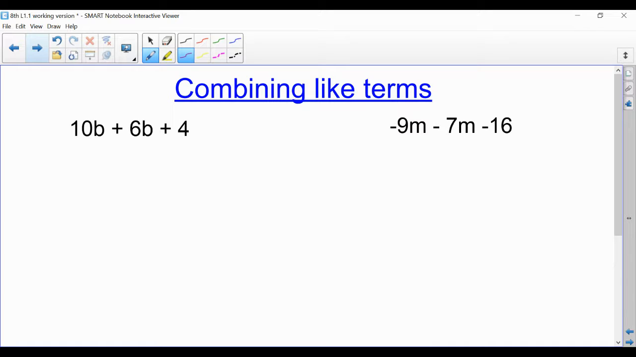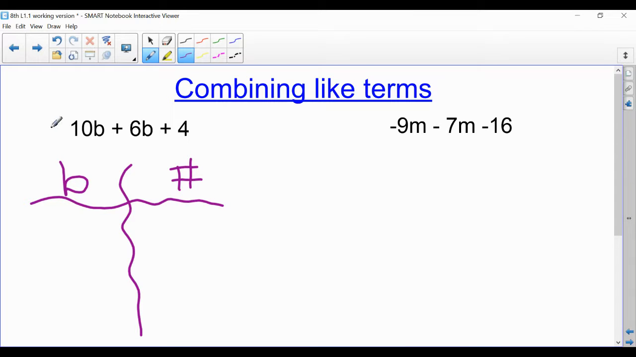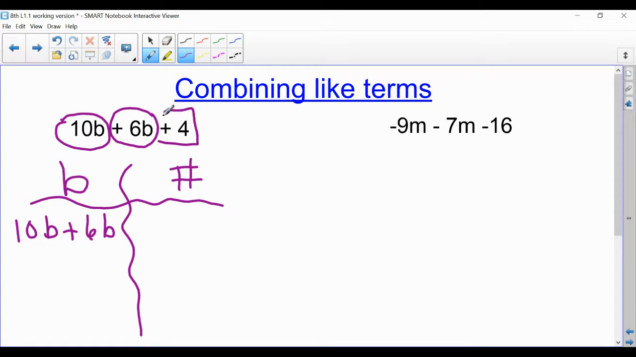So our first example says 10b plus 6b plus 4. In this problem, we have b's and we have numbers. And we need to make two categories. If I start all the way over here to the left, my first term is a 10b. And then I have a plus 6b. I'm going to circle that sign that's in front of the term. So under my b's, I have 10b plus 6b. And then my number here is a positive 4.